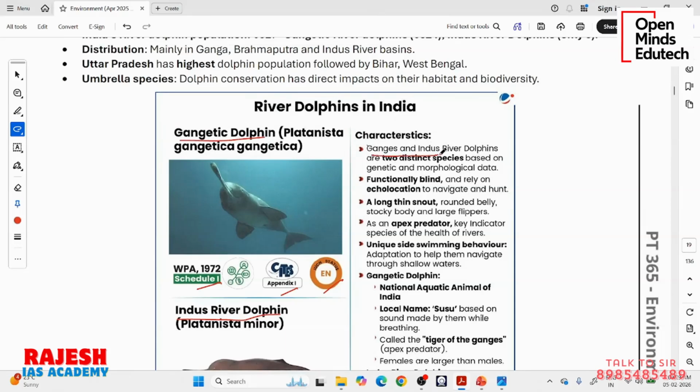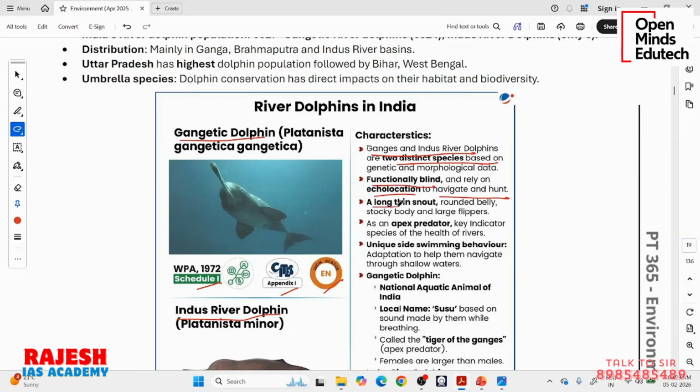Characteristics: Ganges and Indus River dolphins are 2 distinct species based on genetic and morphological data. So both live in different rivers. The Ganges River dolphin is found in the Ganga and its tributaries, and the Indus River dolphin in the Indus River and its tributaries. So there are 2 distinct species. Both are functionally blind. They cannot see using their eyes. They depend on sound, echolocation, to navigate and hunt.